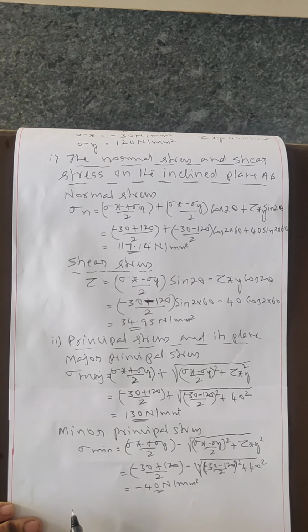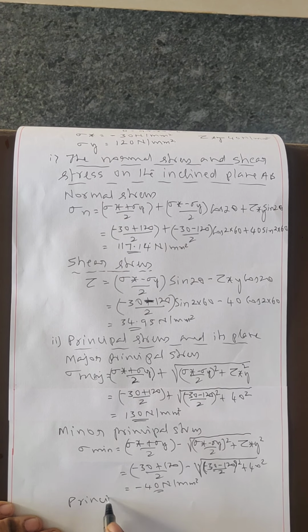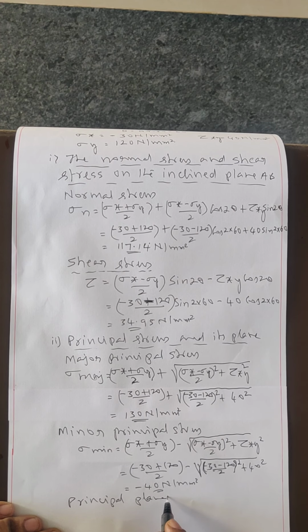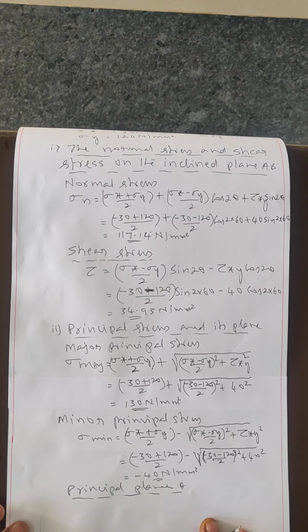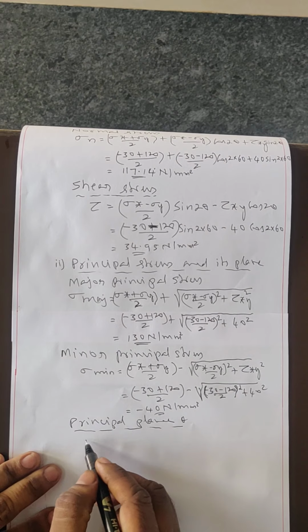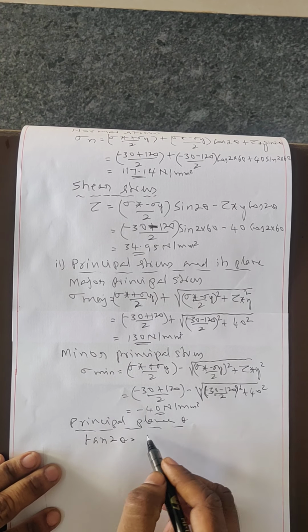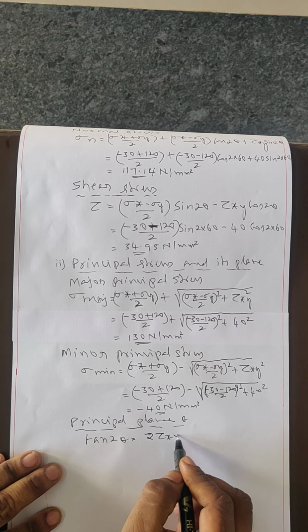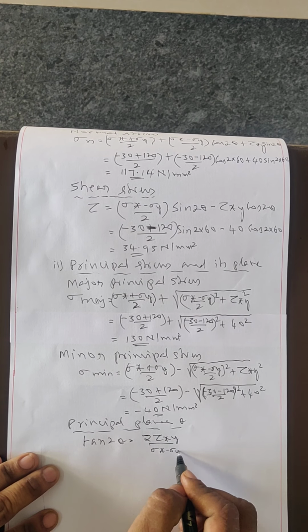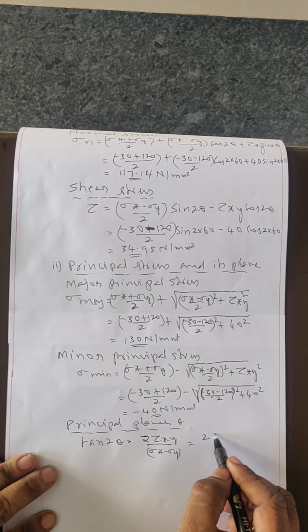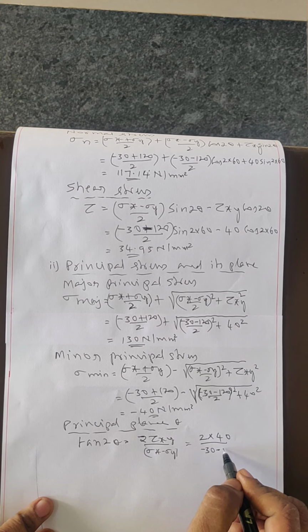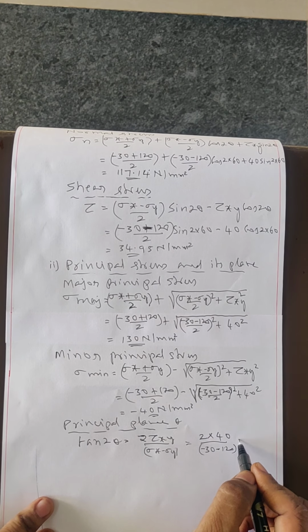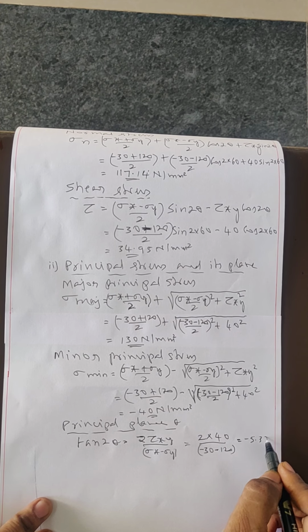Next we will see its principal plane, theta. For the principal plane, tan 2 theta equals 2 tau xy divided by sigma x minus sigma y. It is 2 into 40 divided by minus 30 minus 120. It comes to be minus 5.33.